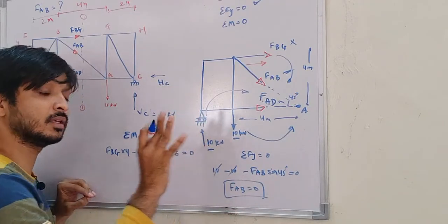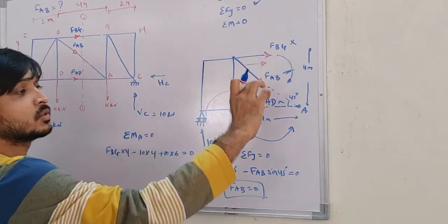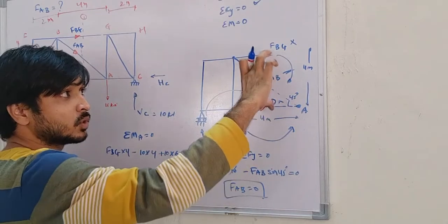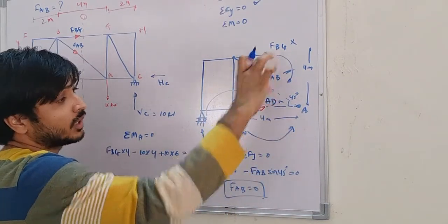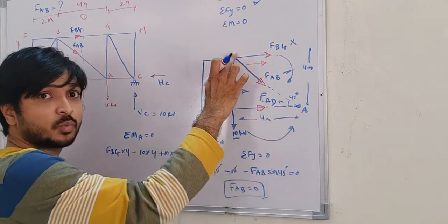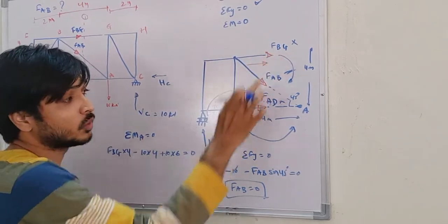So here the main thing is you have to try to eliminate the unknown forces, except the one which we want. Here I want FBG, so that's why I am trying to eliminate these two. In the previous case I wanted FAB, so I took an equation such that I should not get these two. If I ask you to calculate this one, what you have to do? You have to take moment about this point. If you take moment about this point, these two will get eliminated. So only this is left.